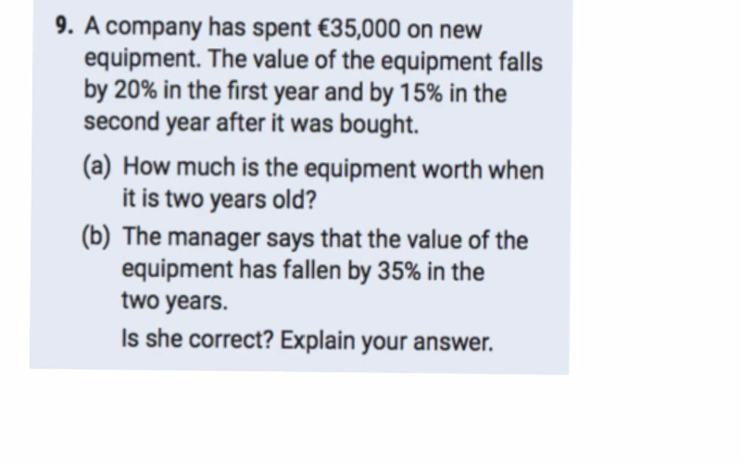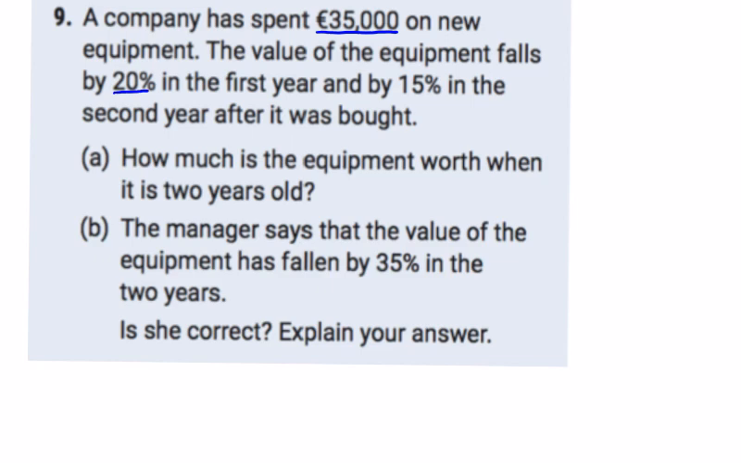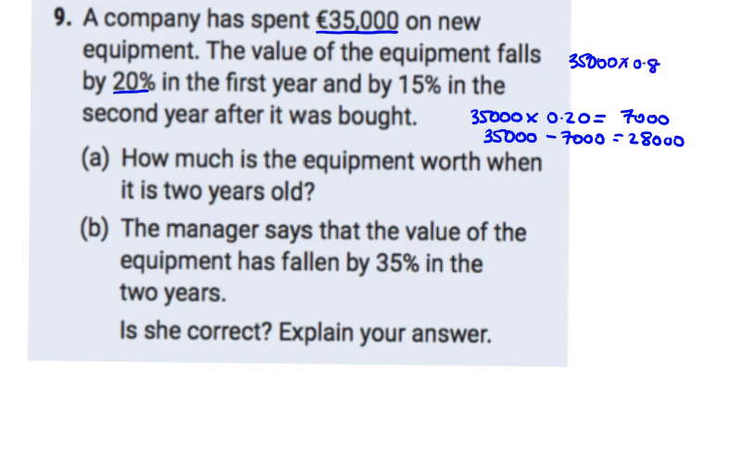In question 9, a company has spent 35,000 on new equipment and the value falls by 20%, so it's now worth 80%, or we take a fifth off 35,000. By 0.20 will tell us the loss, which is 7,000. So 35,000 minus 7,000, it's now worth 28,000. Or you could say 35,000 by 0.80 for 80%. There's 80% of the value left. Will give you the same answer a bit quicker.